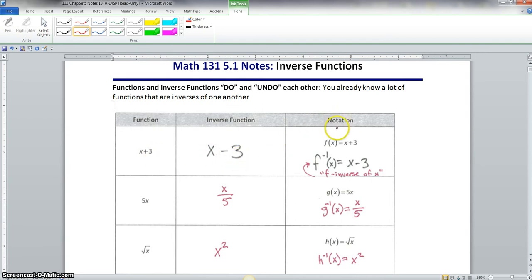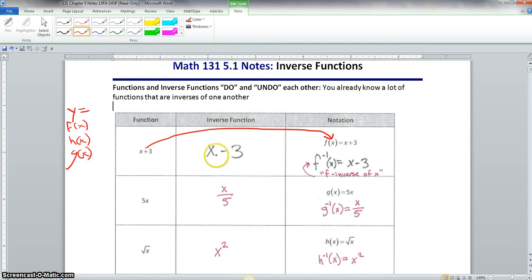Now, when we do the notation, we know that typically we write our notation as y is equal to some value. But we also know that f of x, h of x, g of x, and so on is actually our y value. So we take the function x plus 3. That is the same as f of x is equal to x plus 3. So this goes with this here.